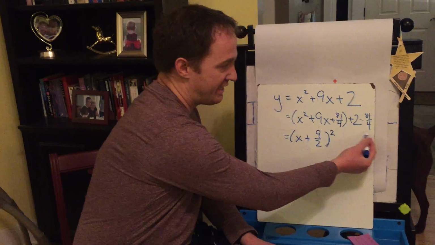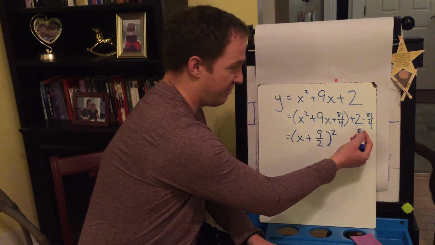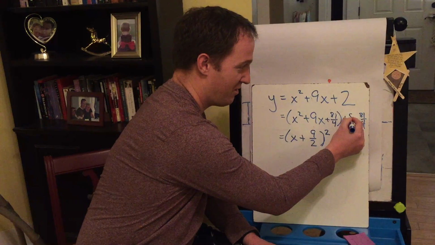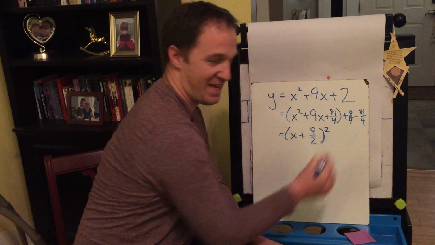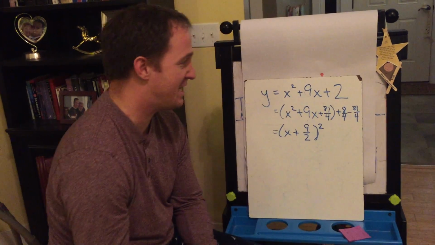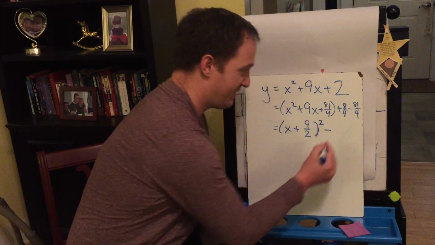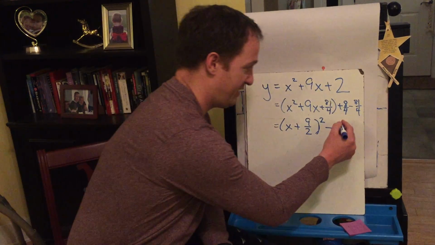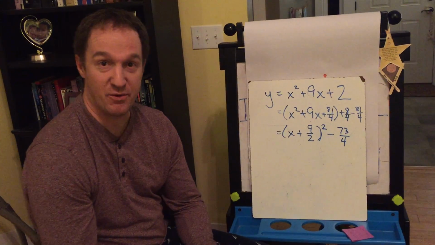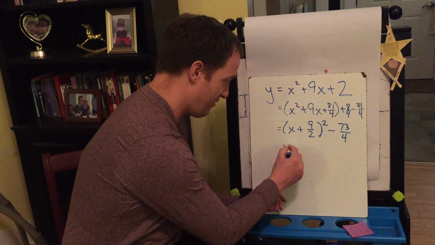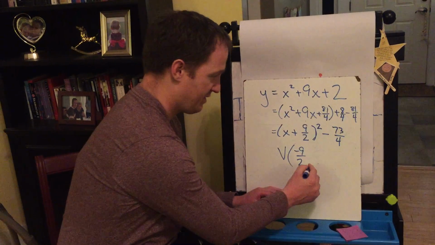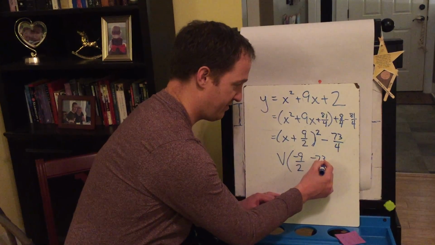Now in order to combine these, we need a common denominator. 2 is the same as 8/4. We're going to change that 2 to 8/4. And positive 8/4 minus 81/4 is minus 73/4. Now we've got it in vertex form, and hopefully you can see that the vertex is at negative 9 halves, negative 73/4.